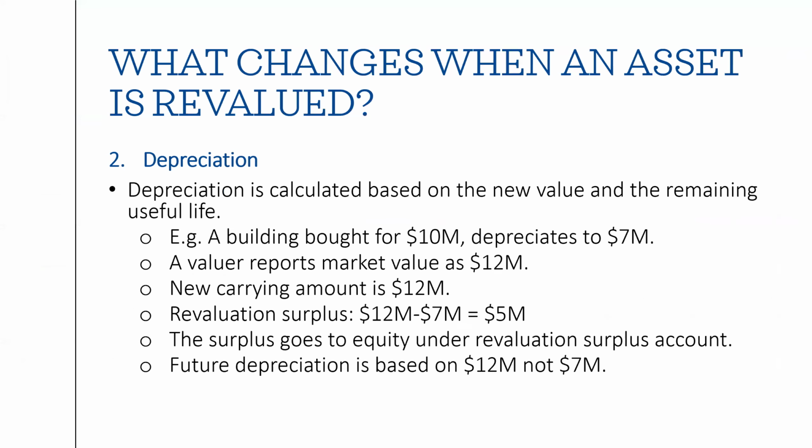If we proceed, we can check what else changes when an asset is revalued. The second item that changes when an asset is revalued is depreciation. Depreciation is calculated based on the new value and the remaining useful life. For example, a building bought for 10 million USD depreciates to 7 million USD. A valuer reports the market value as 12 million.